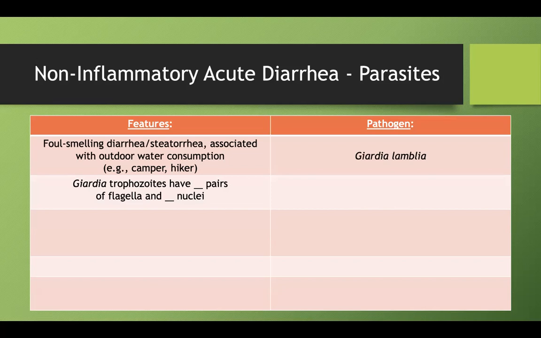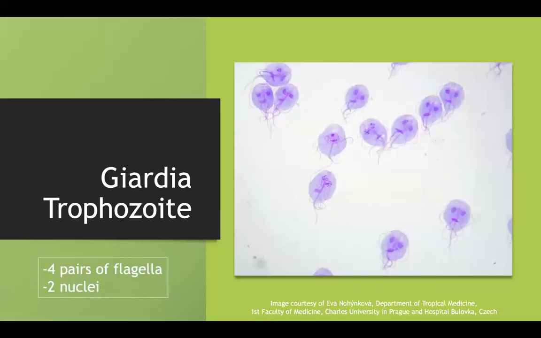And so the trophozoites of Giardia, how many pairs of flagella do they have and how many nuclei? They usually have 4 pairs of flagella and 2 nuclei. And if we look at a picture, those 2 nuclei give you this classic look, almost like a face looking at you. And they do like to show the histology so that you know that this specifically is the trophozoite of Giardia.